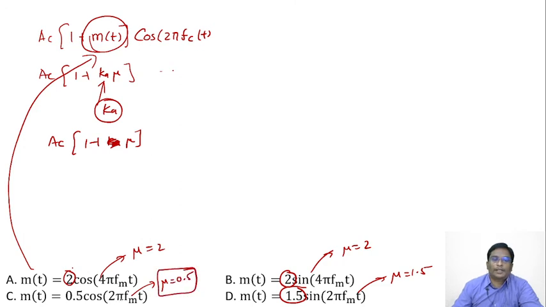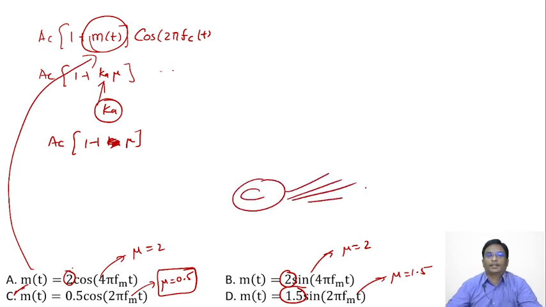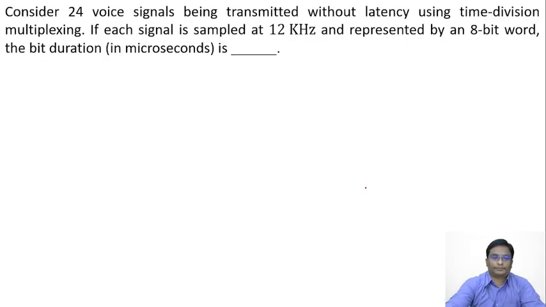And since they are using envelope detection, we use the envelope detector only when the modulation index is less than 1. That's why option C is the right answer. Common sense here, no need to do complex equations. Let's move on to the next question.